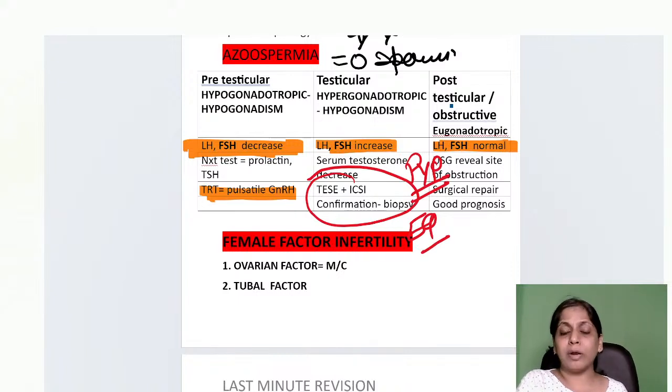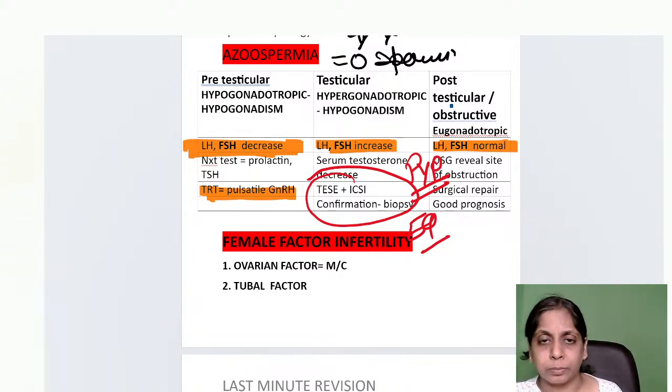If it is a testicular failure, that is, the gonads, testes are not working, then what is the treatment you will give? One or two sperms will still be getting formed. So in that condition, we have to do TESE. We have to extract that one sperm, and then we have to do the ICSI.